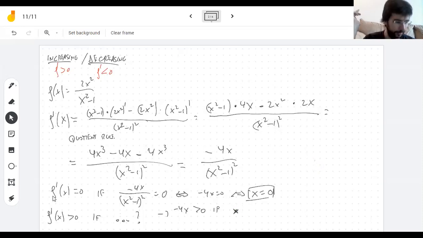If you make x positive, negative 4x is going to be negative because there's going to be one negative sign. If I make x negative, I'm going to have two negative signs, which is going to make it positive. And when is this degree 4 polynomial positive? When is the square of x squared minus 1 positive? Is it positive for all values of x because it's being squared? Exactly. It's positive for all values of x because it's a square. So it's not if, it's just always.